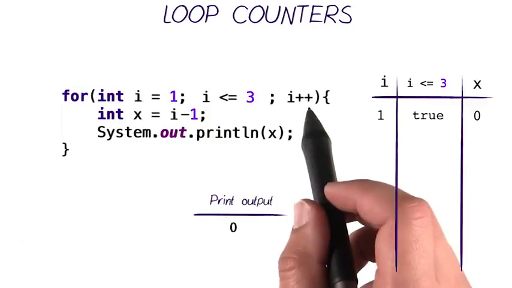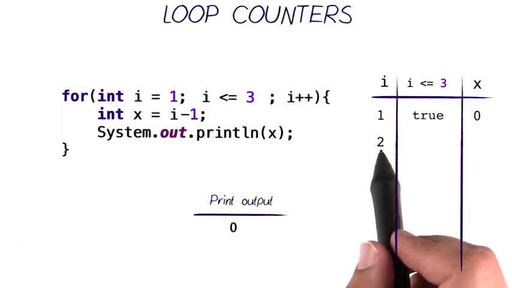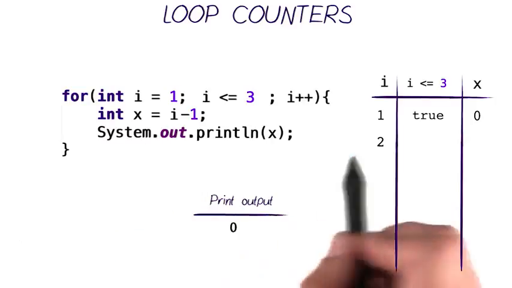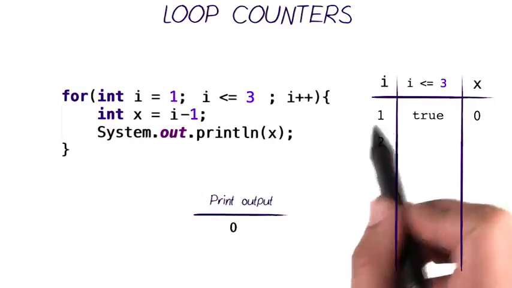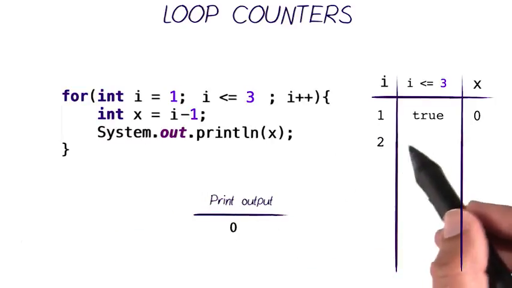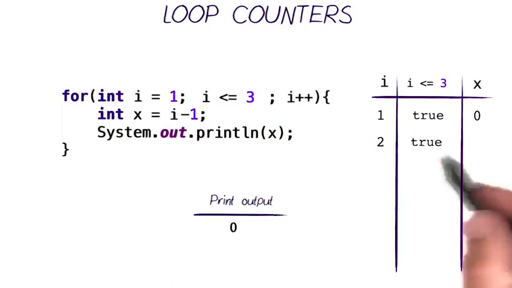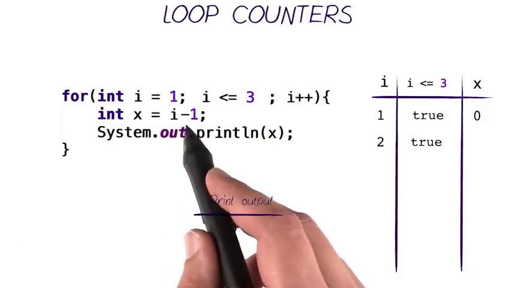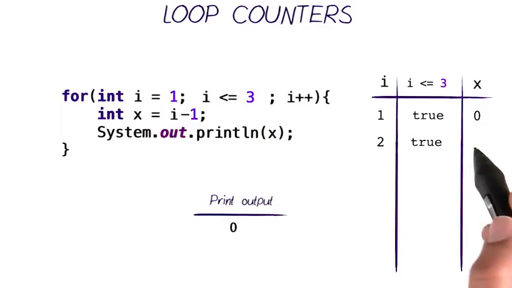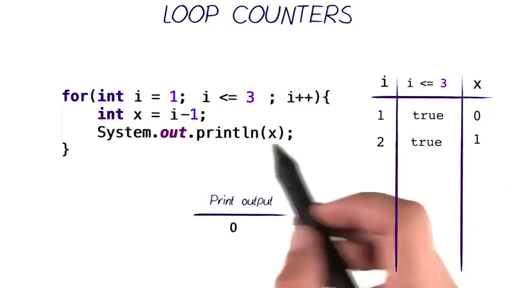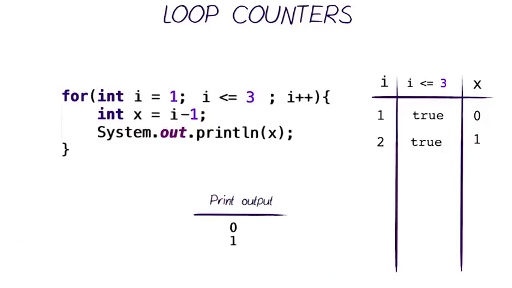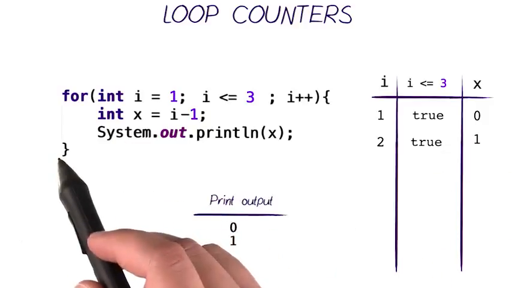We finish this iteration, so we go back up, we add 1 to i, and notice here, because i hasn't changed, we're adding 1 to 1, and it becomes 2. 2 is still less than or equal to 3, so it's true, so we step inside our loop, and then we update x to be i minus 1. i is 2, so x becomes 1. And then we print out x, which in our case is 1, so we print out 1. This is the end of this iteration.